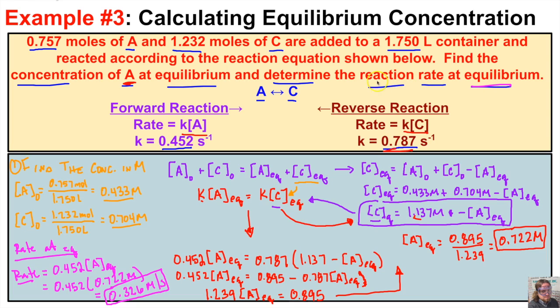So to answer our final question, what is the concentration of A at equilibrium? It's 0.722 molar. And what is the rate of the reaction at equilibrium? Well, the forward rate is going to equal 0.326 molar per second. And since at equilibrium the forward rate equals the reverse rate, the reverse rate is also going to equal 0.326 molar per second.